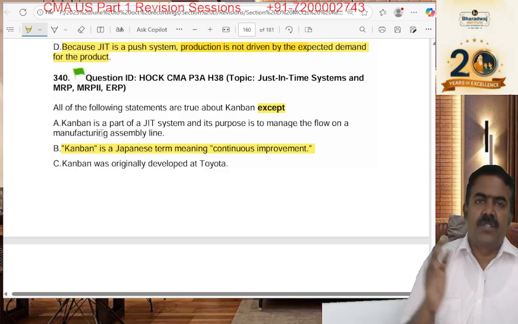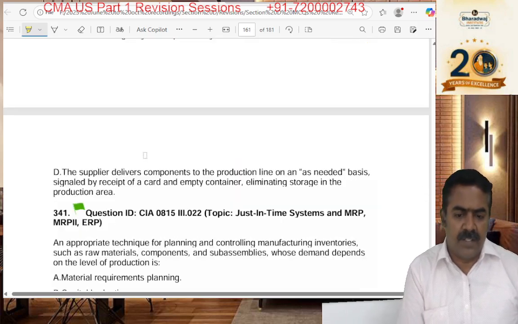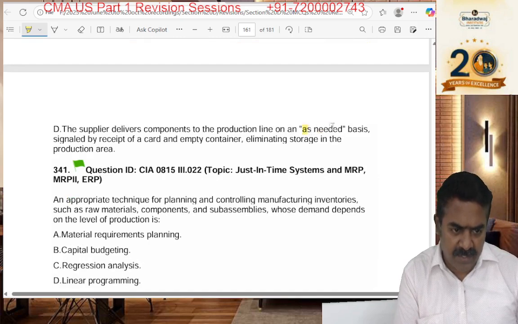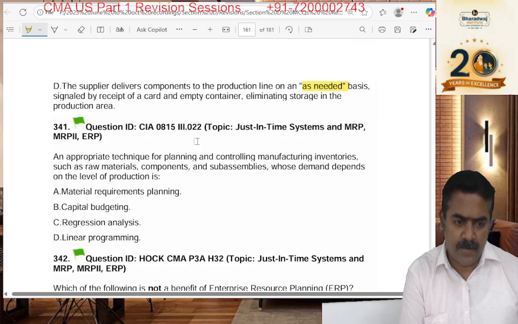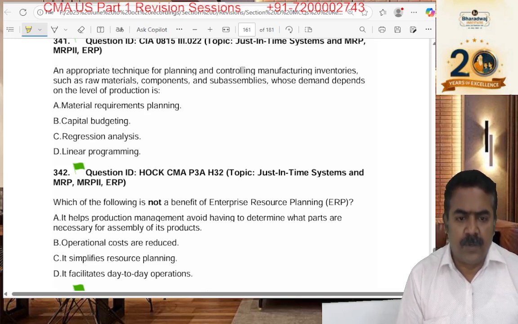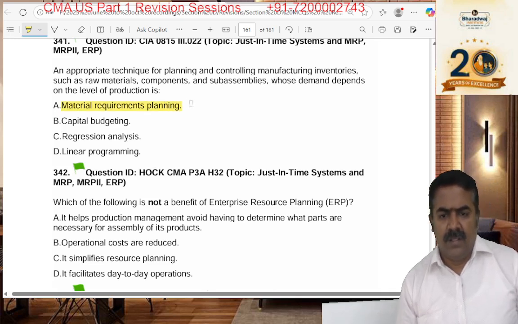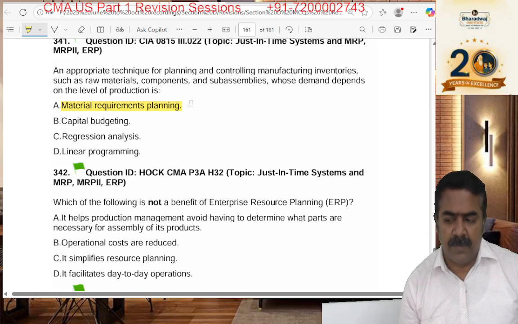Okay, the way in which the workflow should take place. So as-needed basis, that's the meaning of Kanban. Appropriate technique for planning, controlling, manufacturing inventory such as raw material, components, assemblies, of course, this is MRP. It talks only about materials, components, assemblies, parts. So that is only which one? MRP.